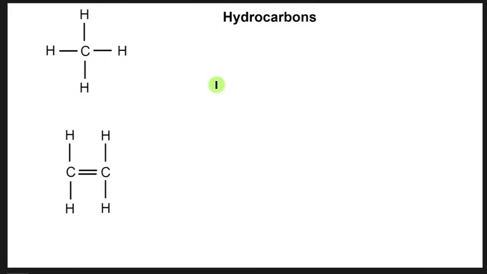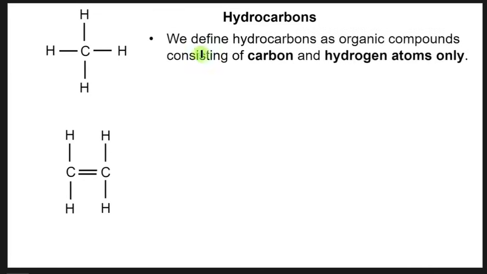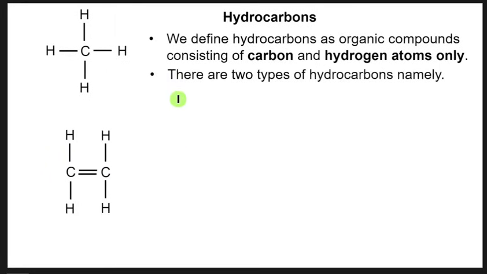And what are hydrocarbons? We define hydrocarbons as organic compounds consisting of carbon and hydrogen atoms only. So hydrocarbons are organic compounds consisting of carbon and hydrogen atoms only. So you need to know this definition because it also comes in the examination. All right. So you see here we have only carbon and hydrogen, even here carbon and hydrogen.